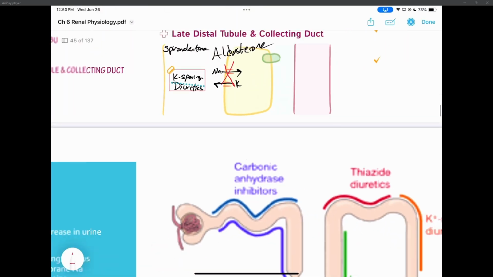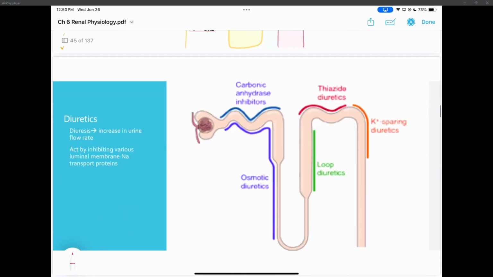So looking at the drugs at the level of the entire nephron, you can see where these diuretics take effect. Carbonic anhydrase inhibitors we haven't really talked about. What is carbonic anhydrase? What does it do? Remember, it's that enzyme that helps make CO2 plus H2O into carbonic acid. And then it'll also dissociate carbonic acid into bicarb and a hydrogen ion.